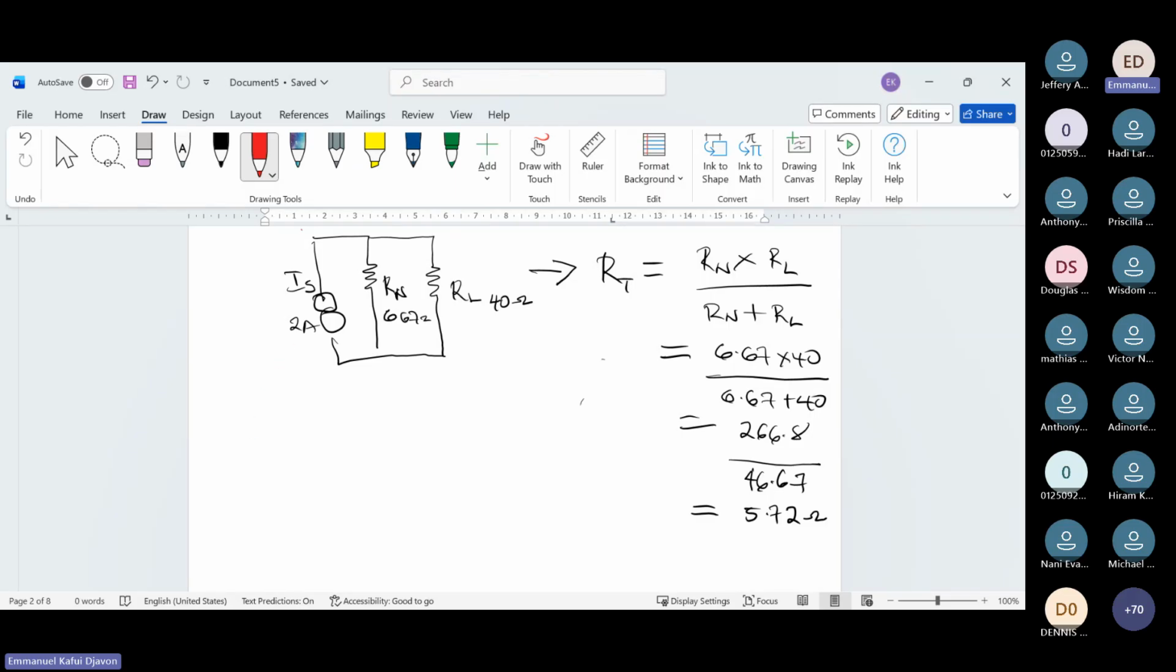So now, if you know current and you know the resistance, remember V is equal to what? IR. So current is what? 2. So that resistance is what? 5.72. When you multiply, what are you going to get?